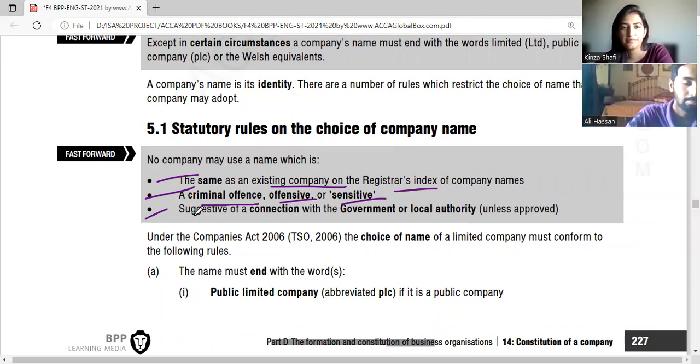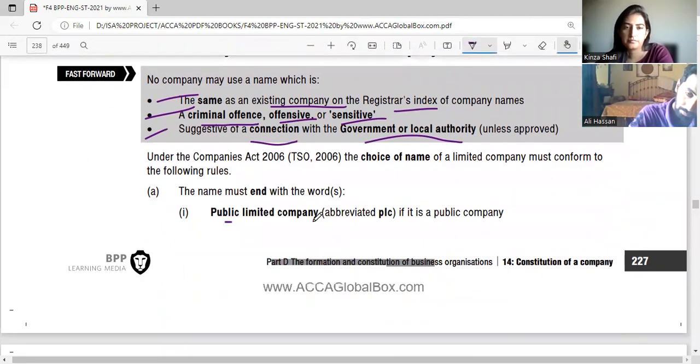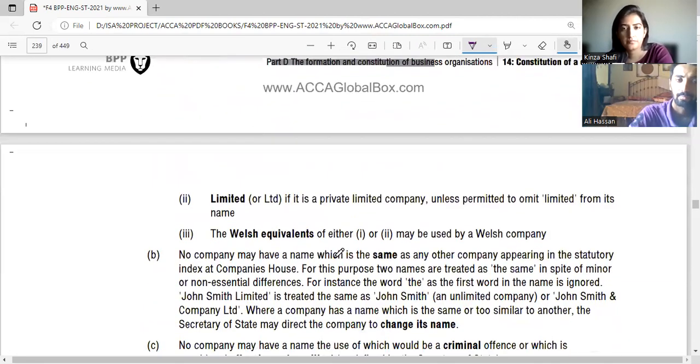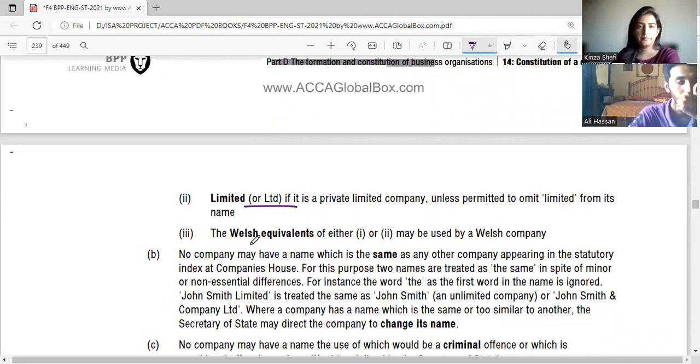Also, a name suggestive of a connection with the government or a local authority. You can't use the name of the government or a local authority or any personality which indicates that your company is connected with the government or with some party. Next, the name must end with appropriate words, either public limited company or private limited company, and Welsh equivalents.